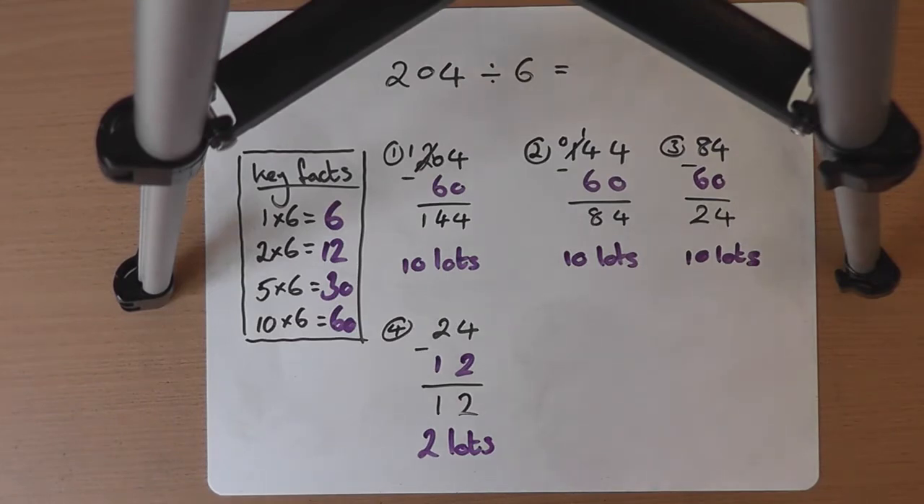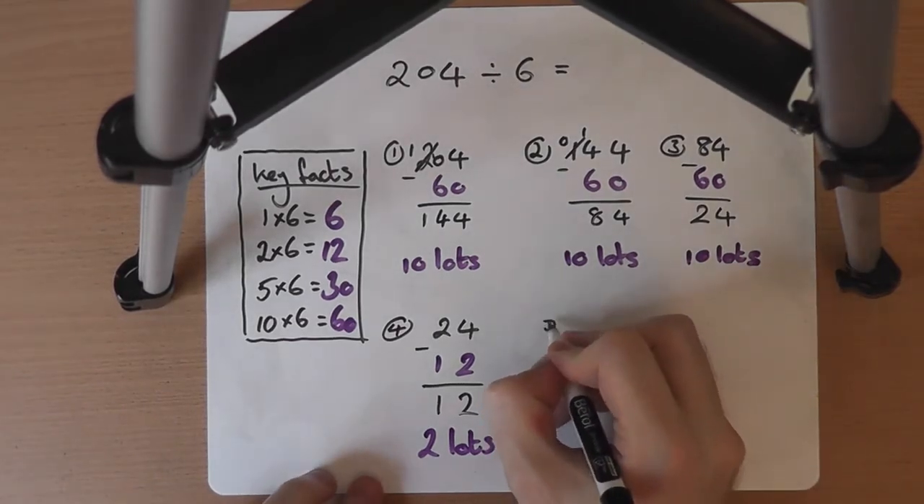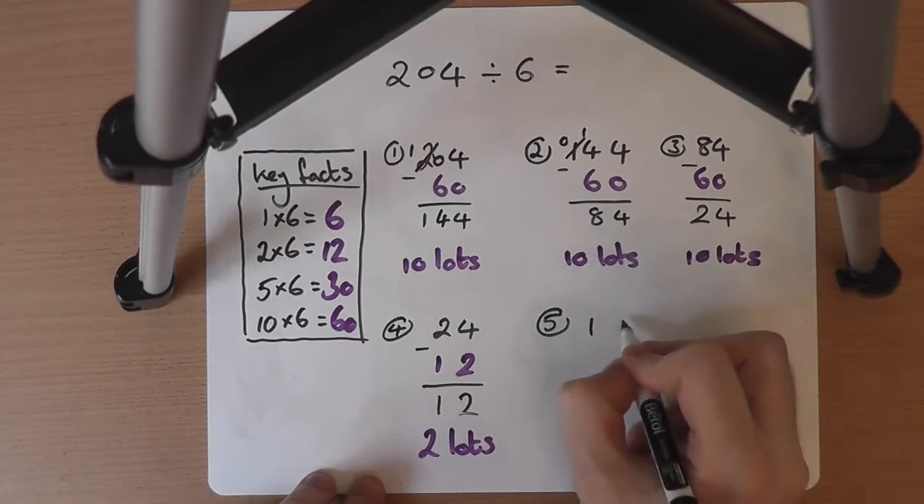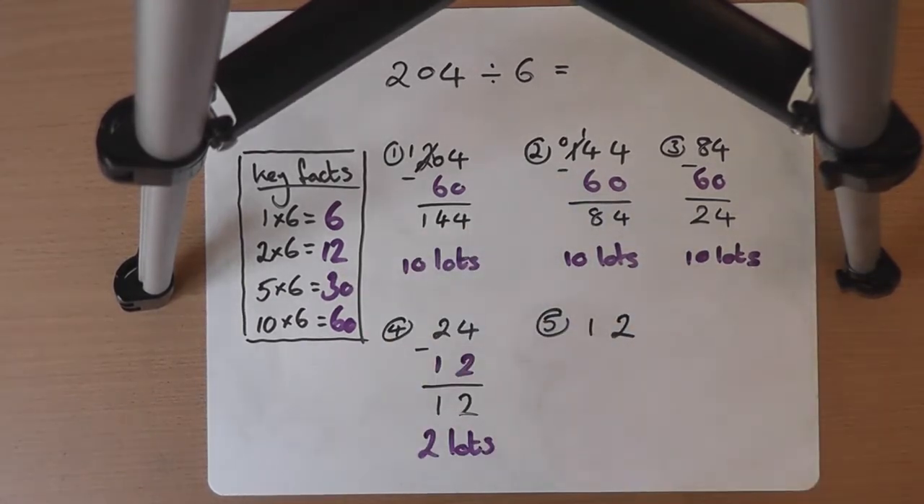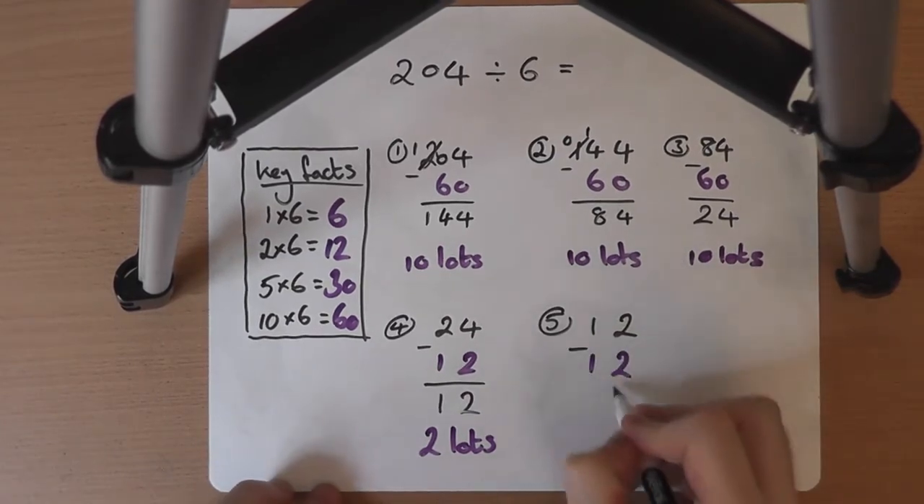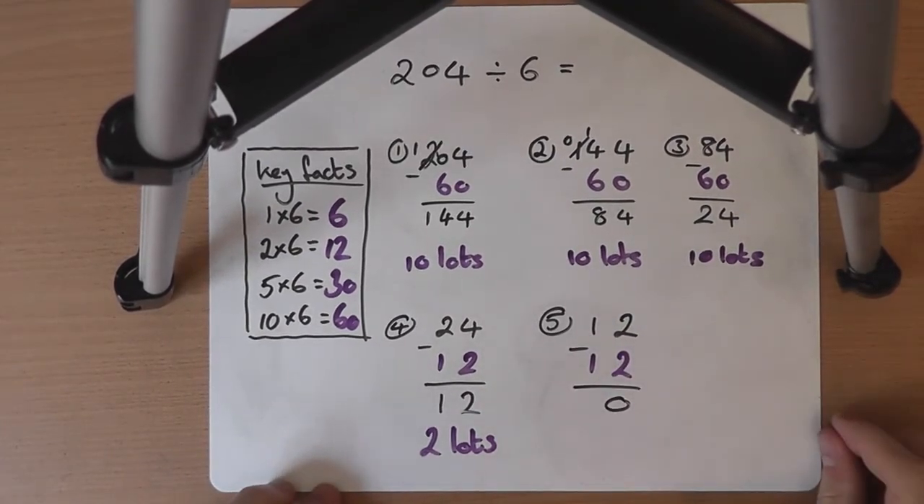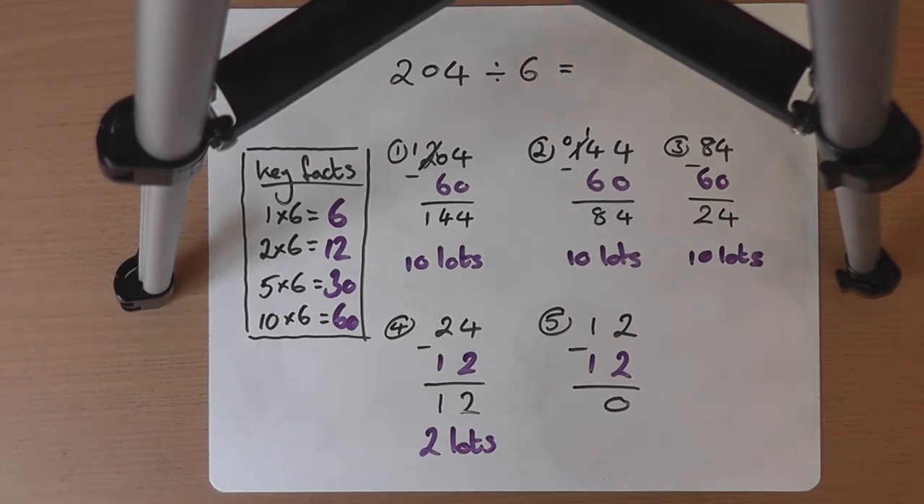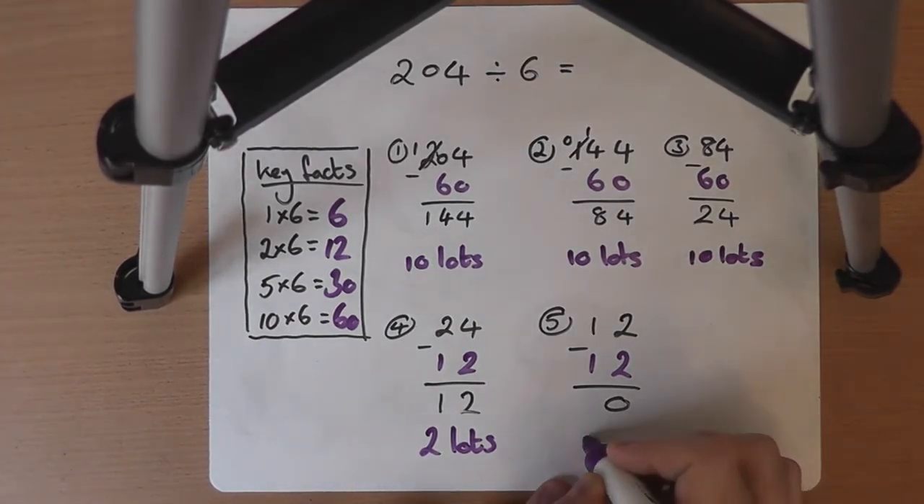I've still got some stuff left, so I can do another sum. We should be able to finish it off with this one. We're on 12. We could take away another 12. That will take me down to 0. I've hit 0. That's the point at which I can stop taking stuff away because all of it has been accounted for. 2 lots in there.